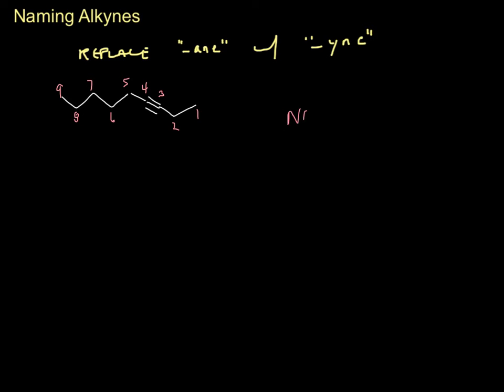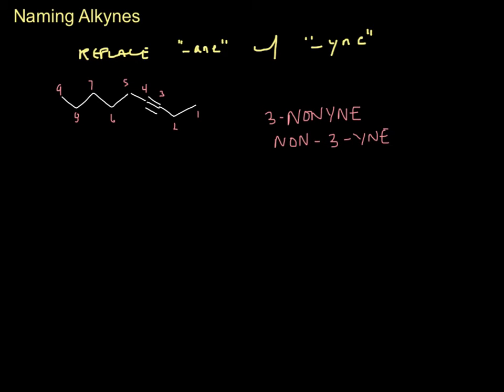And the triple bond appears first at carbon number 3. So this would be 3-nonyne, or as we could do with alkenes, we can say non-3-yne. And both of those are perfectly correct. As I mentioned on the last slide, we don't have any E or Z or cis or trans or anything like that to worry about, so that's the only way you can possibly draw non-3-yne.